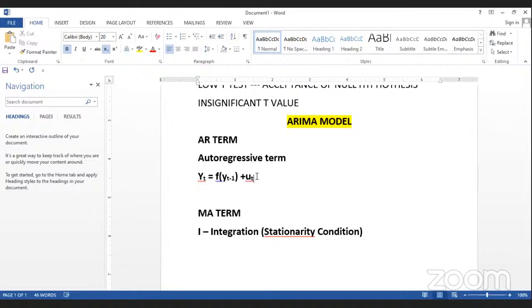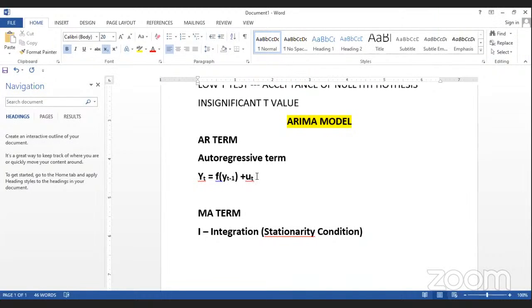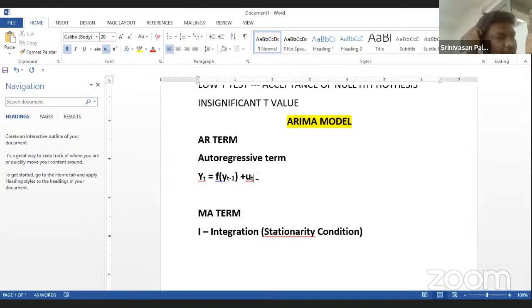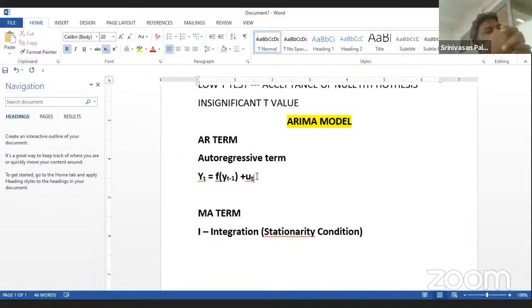Efficient market theory, or efficient market hypothesis? Can you explain? Anyone? EMH, efficient market hypothesis. Actually, the efficient market hypothesis says the previous or historical price will not be useful for predicting the future price.